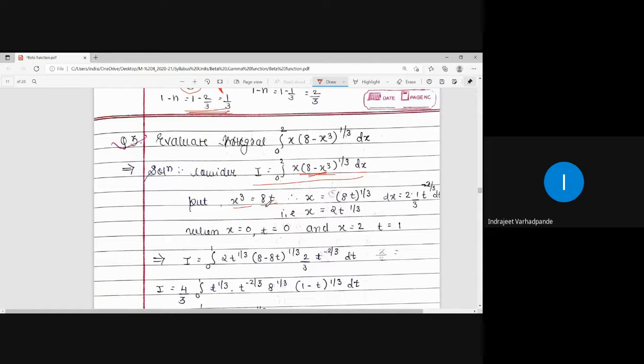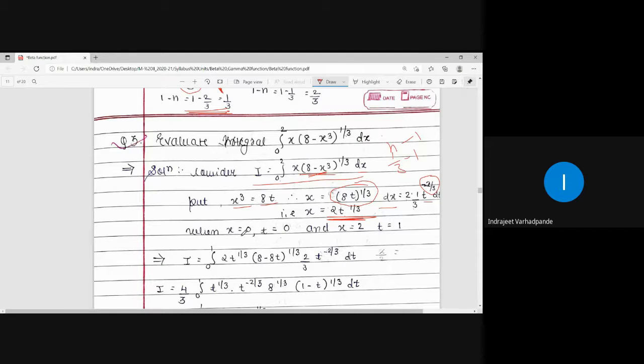Taking the cube root of both sides, I get x equal to (8t) to the power 1 by 3, which gives x as 2 into t to the power 1 by 3. dx will be 2 as it is, into (1 by 3) t to the power 1 by 3 minus 1. So 1 by 3 minus 1 will be minus 2 by 3. So dx comes out to be 2 into 1 by 3 t to the power minus 2 by 3 dt.